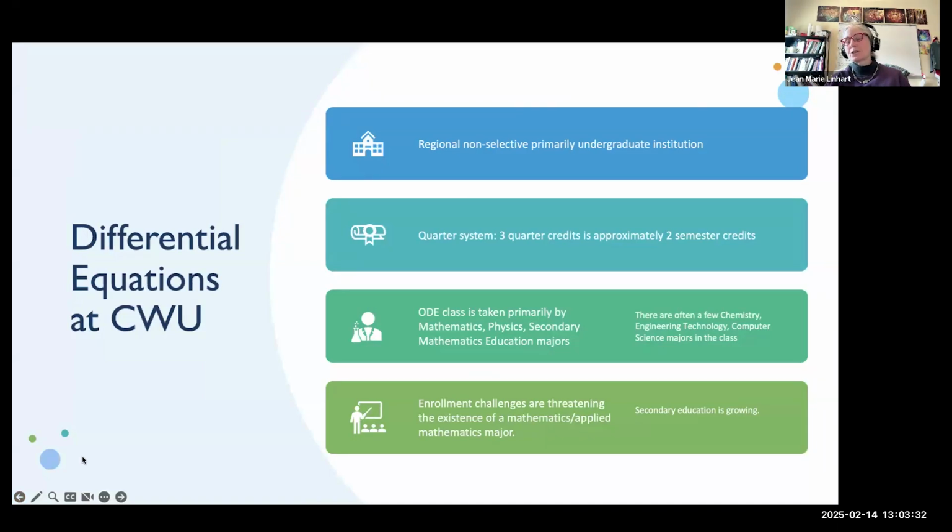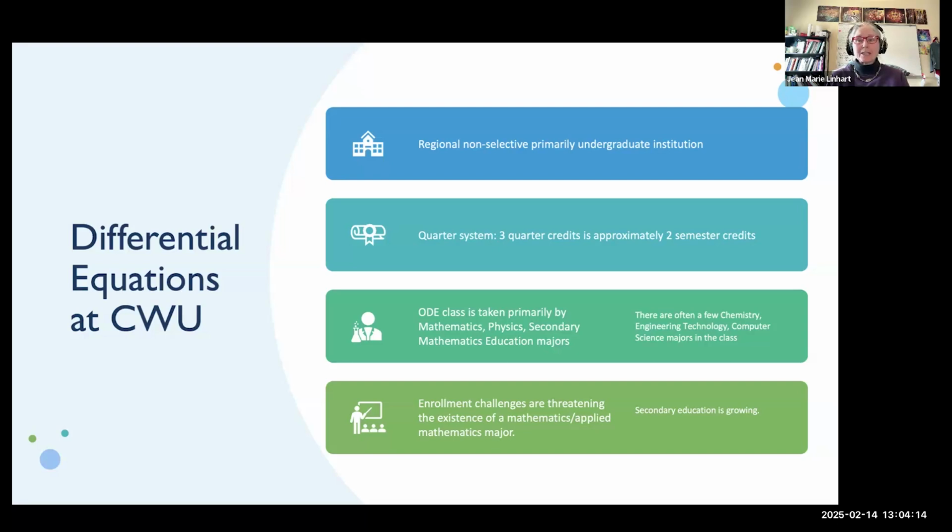So I'm at Central Washington University, and before this, I used to be at Texas A&M University. Texas A&M is a large engineering school. Maybe some of you are at engineering schools where you're teaching a lot of differential equations to engineering students. That certainly was also my background. But Central Washington University is not that school. We are a regional, non-selective, primarily undergraduate institution. We work on the quarter system, and our differential equations class is 3 quarter credits, which is the equivalent of 2 semester credits. So if you are at a semester school and you're like, man, you're not getting through much of my differential equations curriculum, I can't get through more of your differential equations curriculum because I just don't have that many class contact hours.